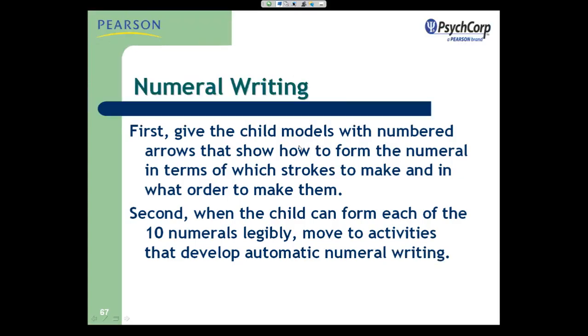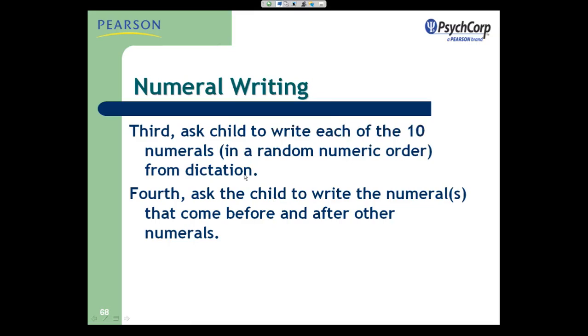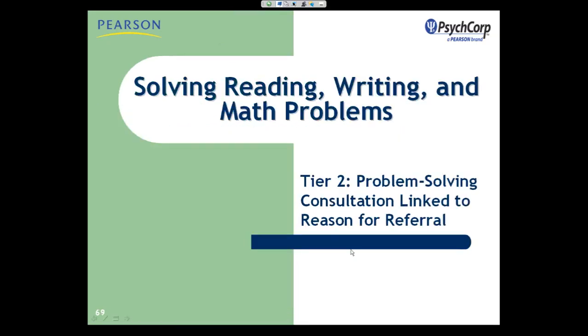Give the child models with numbered arrows, just like we did for the letters, that show how to form the numeral in terms of which strokes to make, in what order to make them. Once the child can form each of the 10 numerals legibly, move to activities that develop automaticity of numeral writing. Ask the child to write each of the numerals from dictation in a random order. Ask the child to write the numbers that come before and after. Again, the ordering is important. So that's Tier 1.